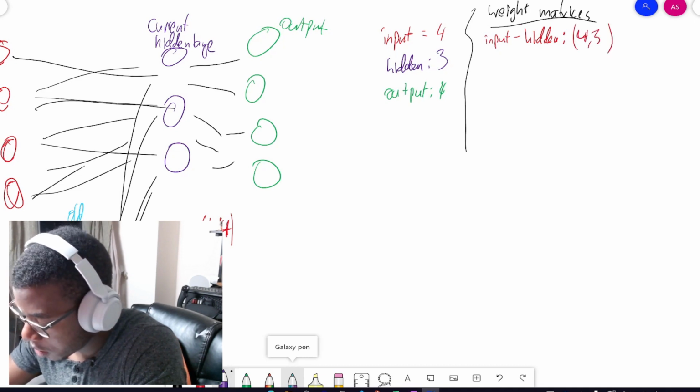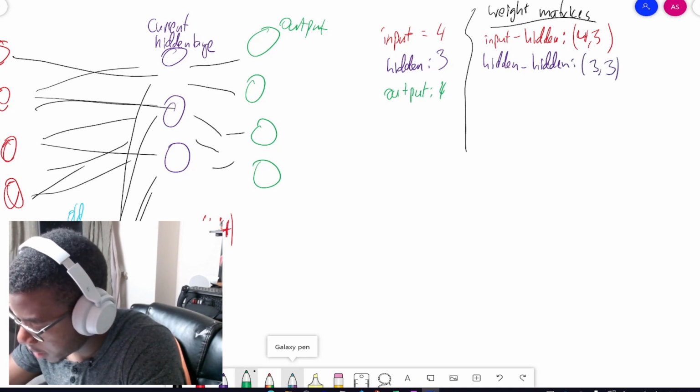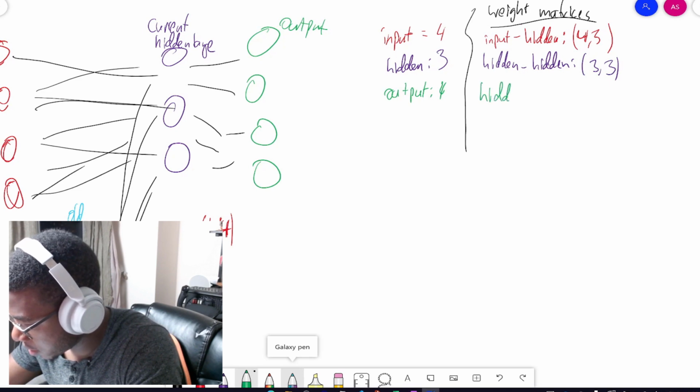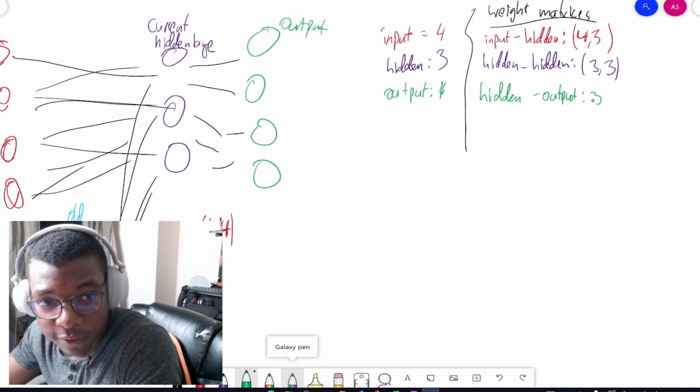And then the one that connects hidden to hidden will have to be a 3 by 3. And then the one that connects hidden to output will have to be a 3 by 4.